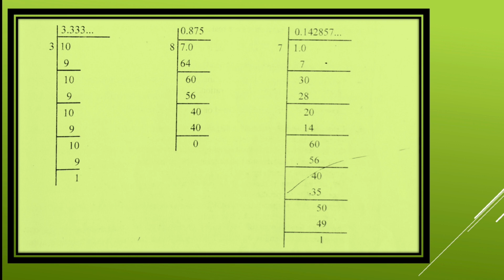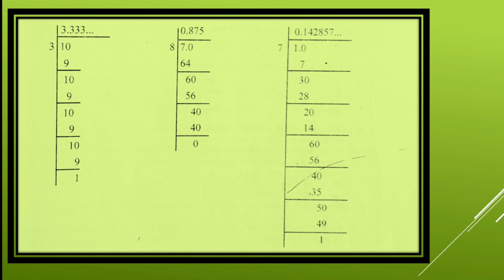Now you can see here that the remainder is terminating. In the first case, the remainder is repeating. But in the second case, you can see the remainder is 0 now. So it is terminating. The second case is terminating. The first was non-terminating but repeating.